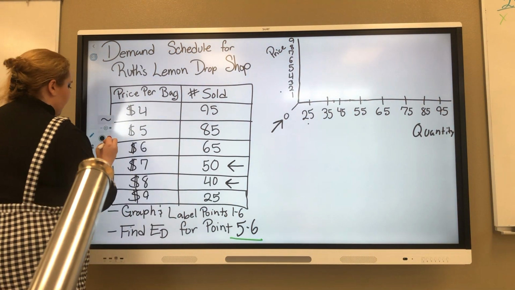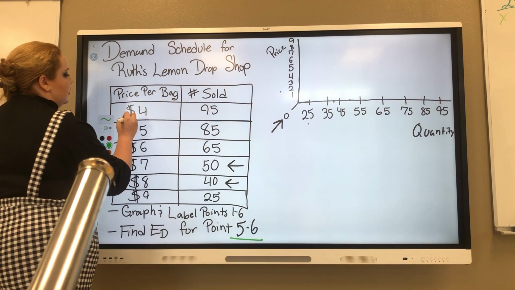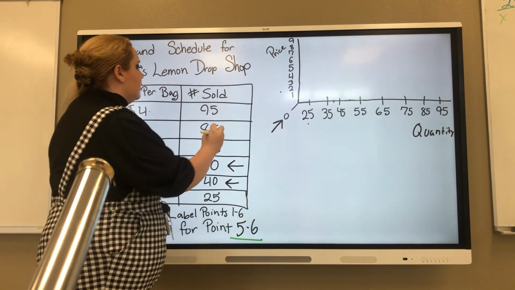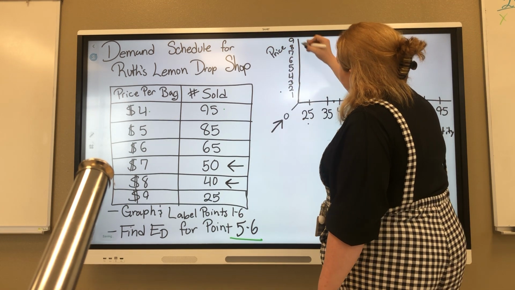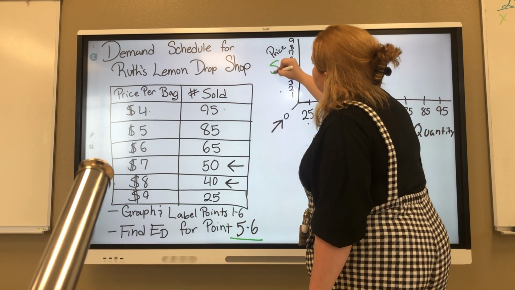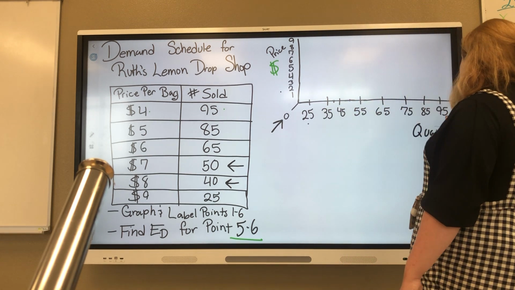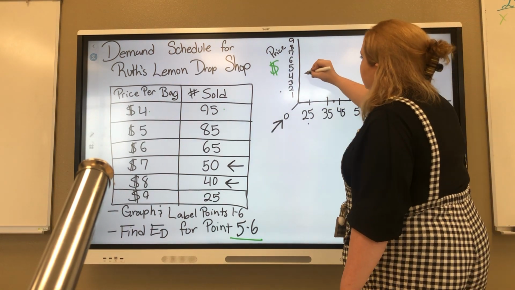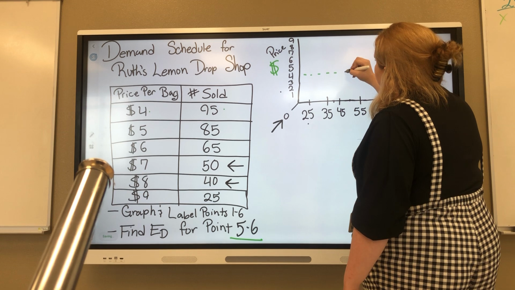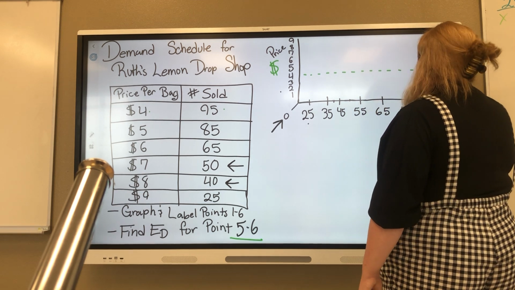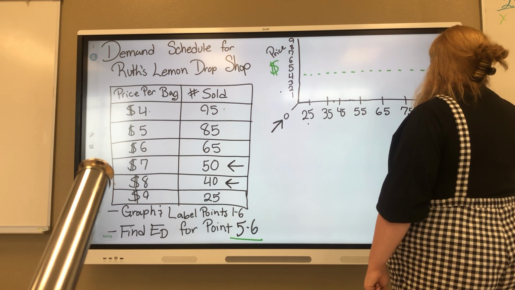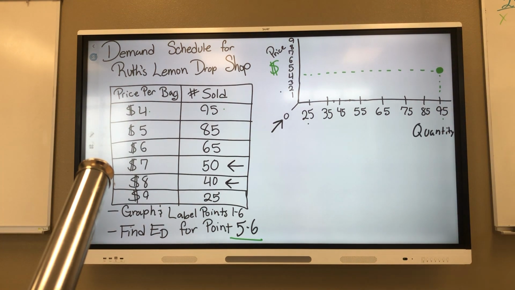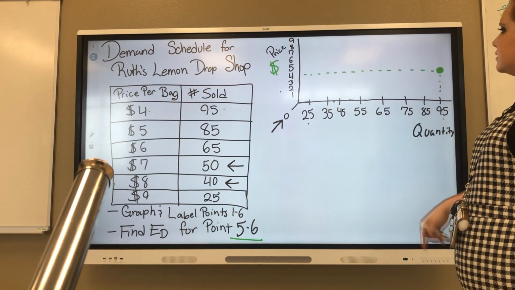Actually, I am going to switch colors. I'm going to go for green for econ. So at $4, we sell 95. So we know that at $4, because our price is over here, price is going to be money, we sell 95, which is going to be over here. So I like to make these little dotted lines, because otherwise I'm going to lose my place. And then make a nice oversized dot. Gigantic. Because I don't want to lose it, I don't want it to get confused.